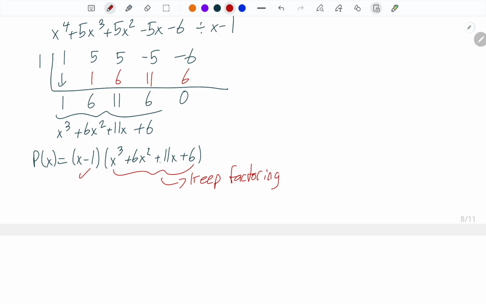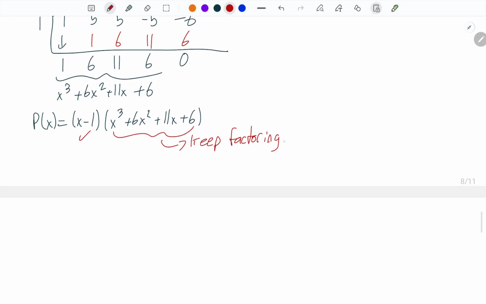Well, if you look at the outsides, you have 6 and a 1, and the inside 6 and 11, they don't multiply to the same thing. So you do need to keep factoring by using the factor theorem.